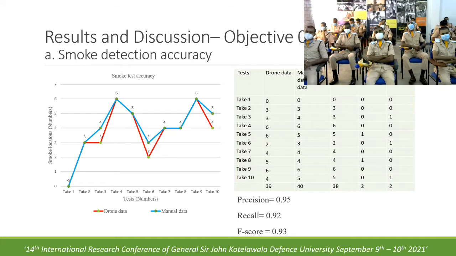Similarly, in test number 5, the manual count is 5 and the drone count is 6. That means 1 additional smoke point was counted by the drone. So it has a false positive value equal to 1, meaning data additionally counted that does not exist on the field. Finally, using those values, we can easily calculate precision and recall, then the F-score.